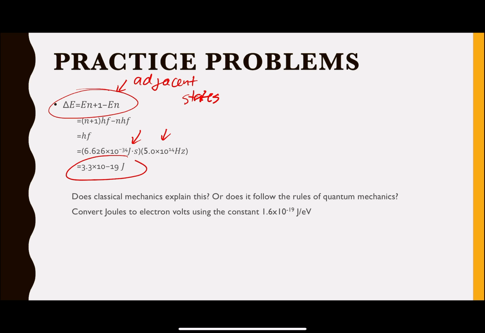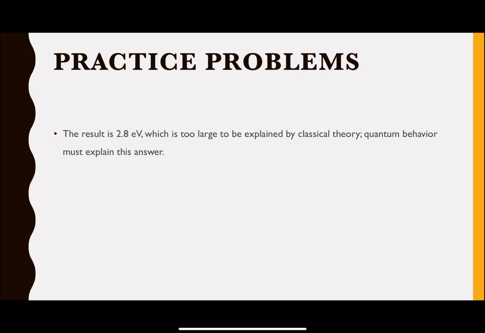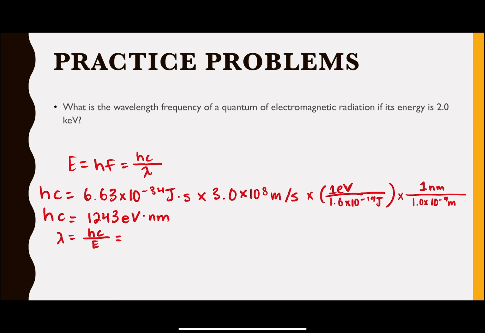Now, does classical mechanics explain this, or does it follow the rules of quantum mechanics? So convert the joules to electron volts using this constant. That was so quick. So the result is 2.8 electron volts, which is too large to be explained by classical theory, and quantum behavior must explain this answer.